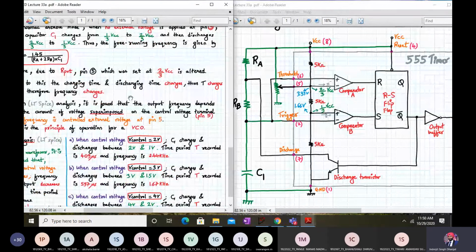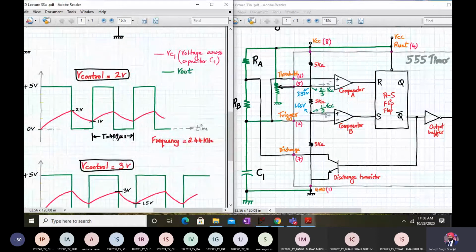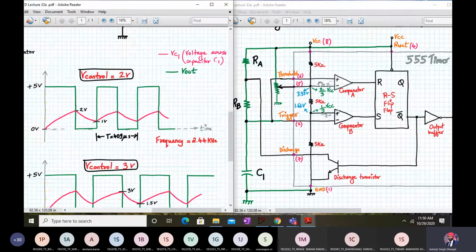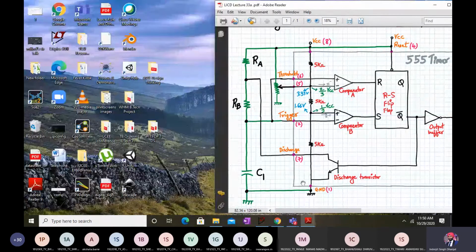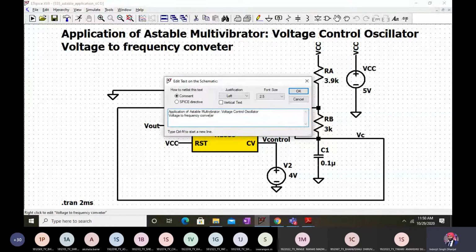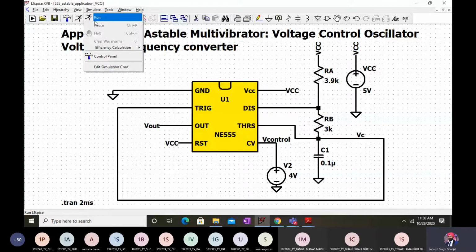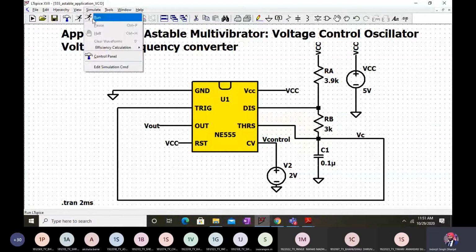Is it okay if I show you the LT-Spice simulation first and from there I'll explain it? Because that will be easier for me. So this is my voltage controlled oscillator, or we can also say a voltage to frequency converter. Let me simulate this and then explain it to you. Right now my control voltage is, let's say, 2 volts, and I'll simulate this.